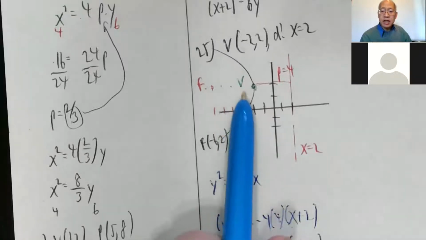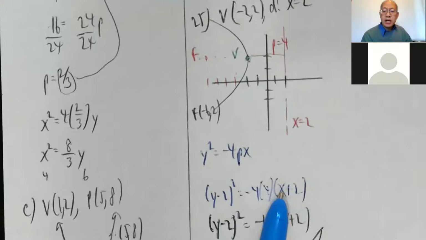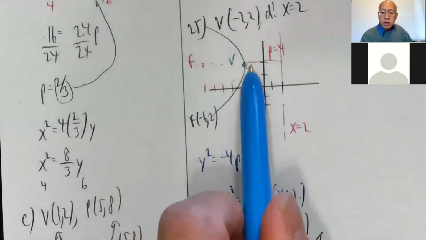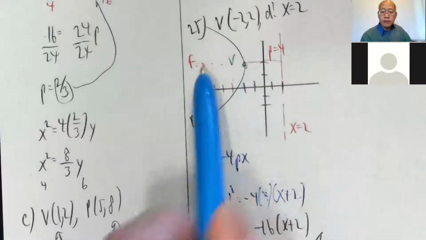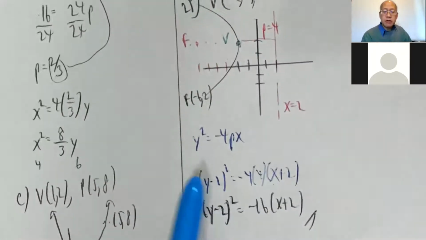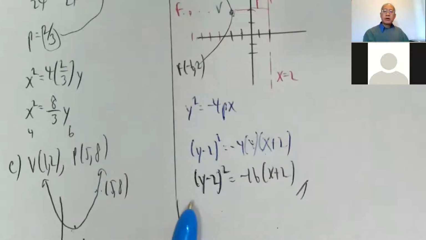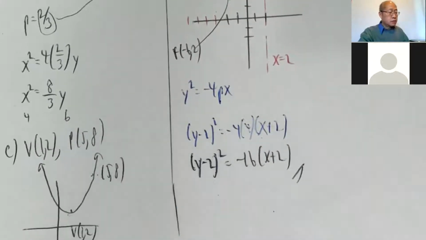We're translated to (-2, 2), so y gets replaced by y minus 2, x gets replaced by x plus 2. The p is 4 because it's 1, 2, 3, 4 to either the directrix or the focus. So (y minus 2) squared equals negative 4p (x plus 2). Final answer: (y minus 2) squared equals negative 16 (x plus 2).